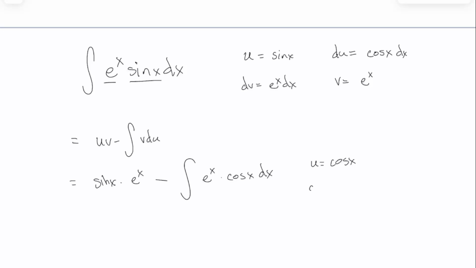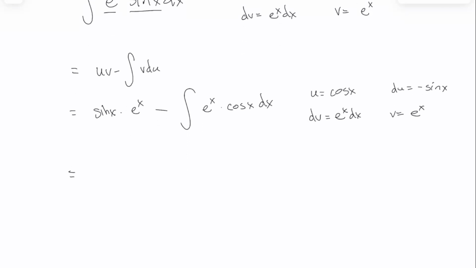So I'm going to choose in the same way. u to be cosine x, dv is e to the x dx. Then my du, the derivative of that, is minus sine x, and v, the integral of e to the x, is e to the x. All right. Let's plug this stuff in. So I have sine x times e to the x minus, and now I put parentheses, and in here goes uv minus integral v du with the new u's and v's. So that says cosine x, that's u, times v, e to the x, minus integral v, e to the x, du is negative sine x.